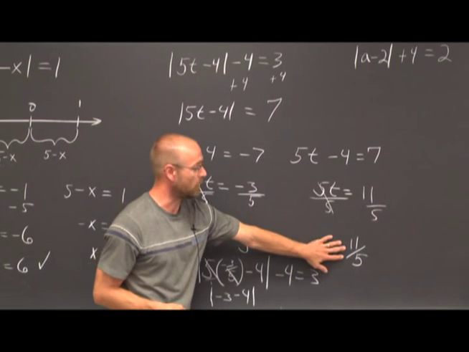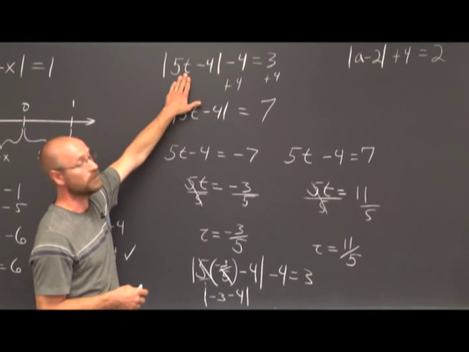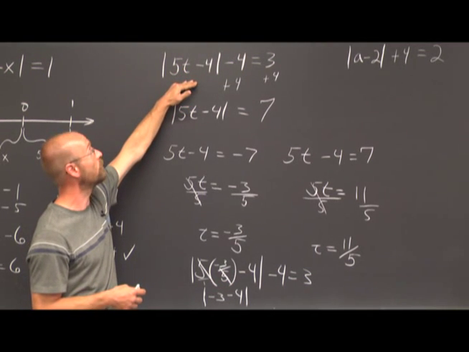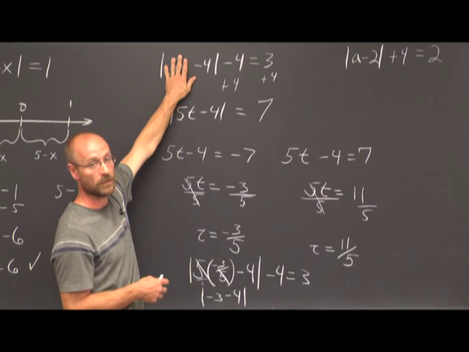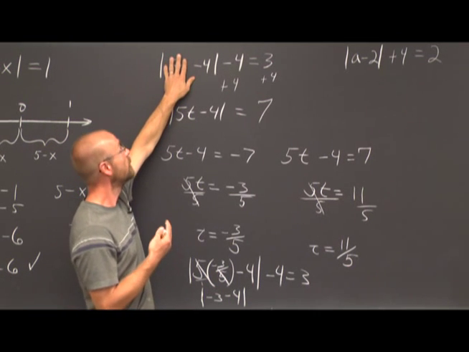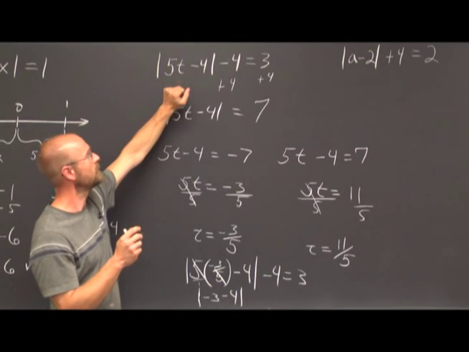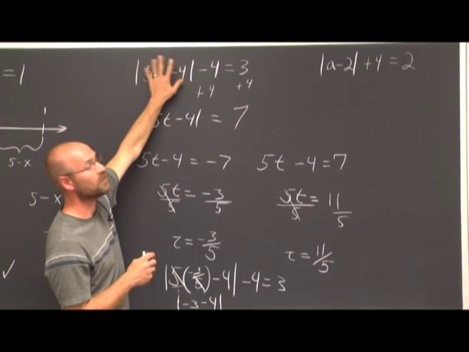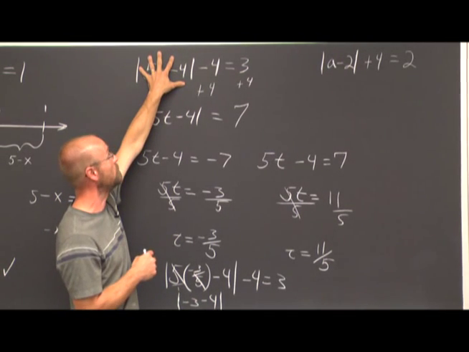Now to test this one, I'm not going to show this work because we've done it before. If I just plug it in, 5 times 11 over 5, the 5's would cancel. So we can just say that this is 11. 11 minus 4 is 7. The absolute value of 7 is 7 units from 0.